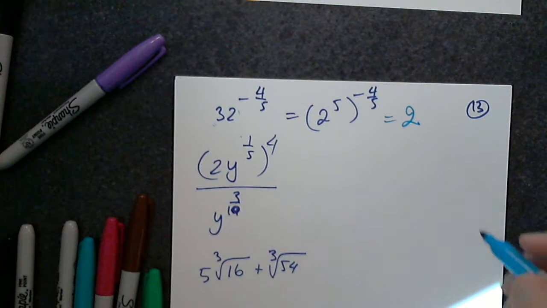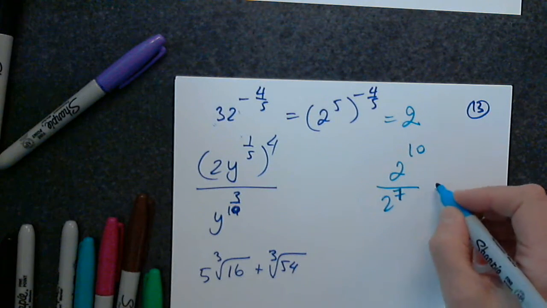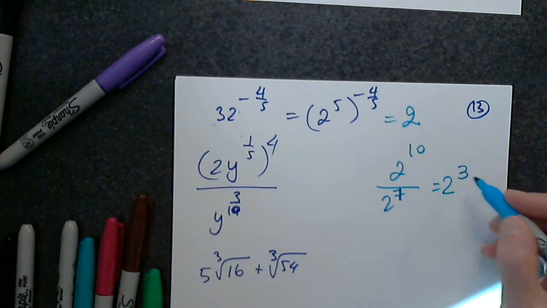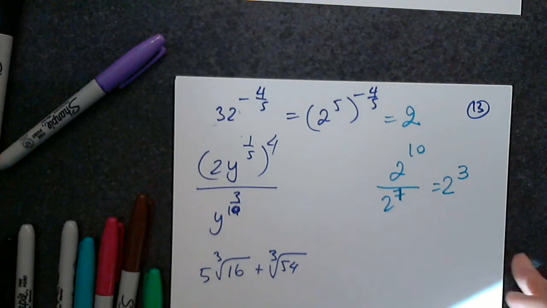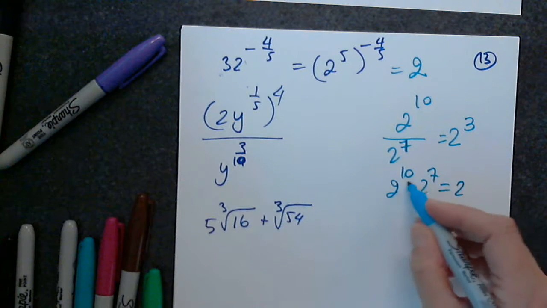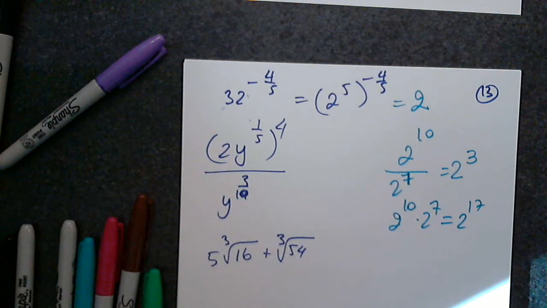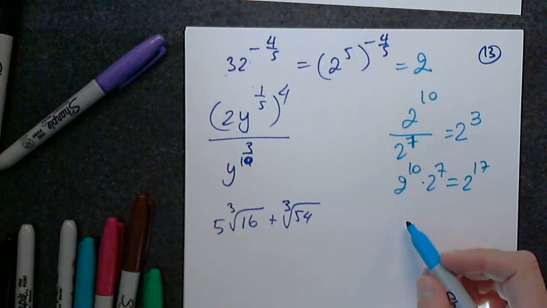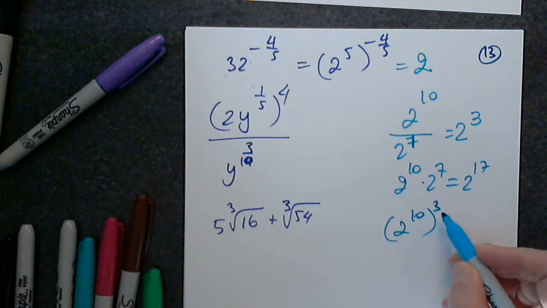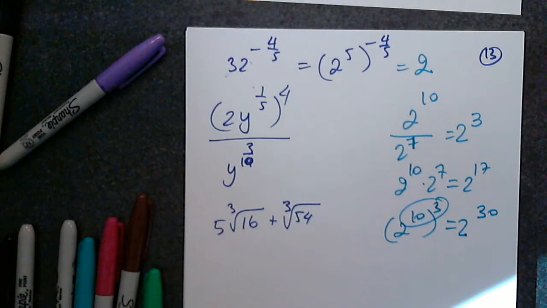We subtract when we have, for example, 2 to the 10th over 2 to the 7th. We copy the base. 10 minus 7 is 3. We cannot add unless we multiply. So 2 to the 10th times 2 to the 7th is indeed when we add. So the last option is to multiply. We have to multiply the exponents when we raise to a power. So 2 to the 10th, everything to the 3rd, we multiply to get 2 to the 30th. So these are the three rules.